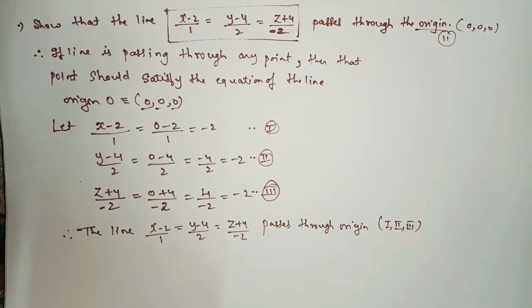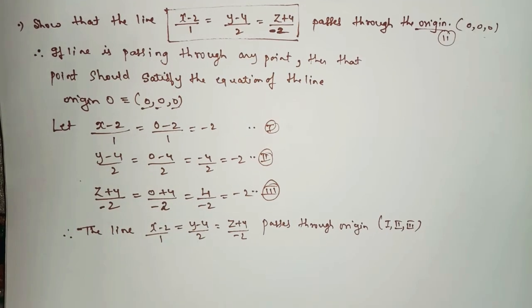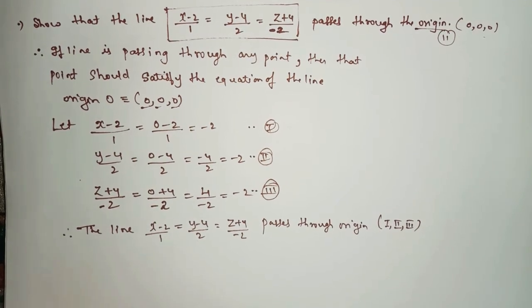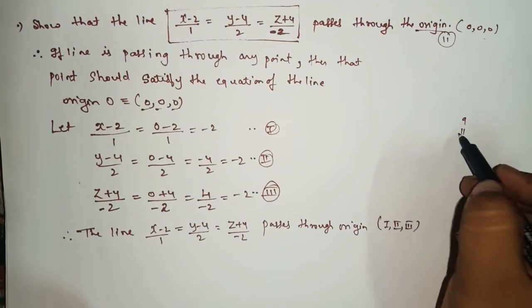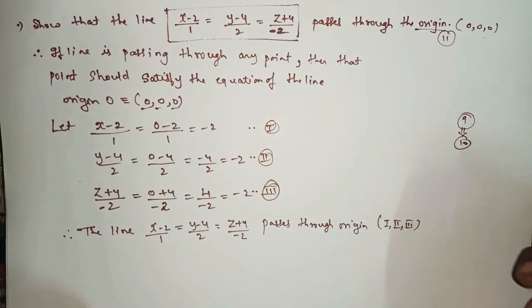Okay, so the sum actually is from the exercise only. It is the last sum of the exercise. It is question number 11. So hardly we are left with two more sums from the exercise, that is question number 9 and question number 10.